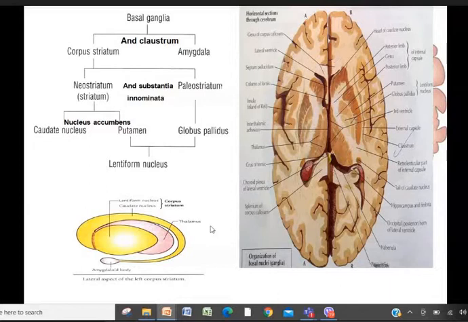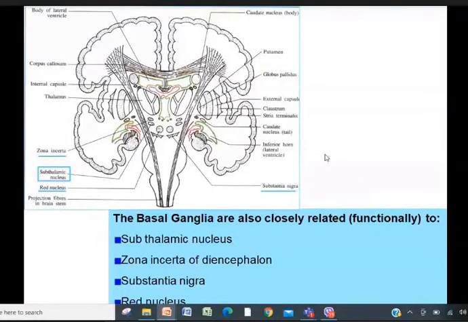Other structures closely related to the basal ganglia are the subthalamic nucleus. Look here, this is the subthalamic nucleus. Zona incerta, these are the zona incerta of the diencephalon, and substantia nigra. Most probably you are familiar with this. In the midbrain you have studied the substantia nigra and red nucleus. You know about the red nucleus, so this is the red nucleus. These are the structures closely related to the basal ganglia.